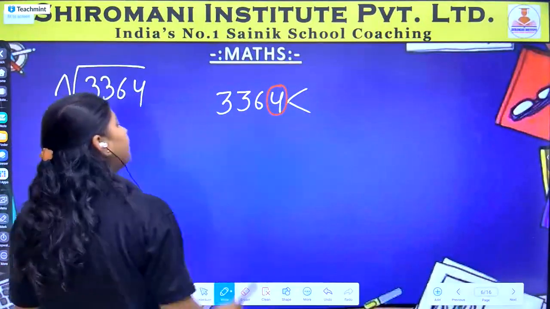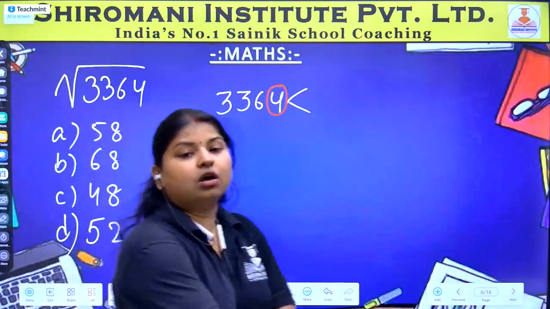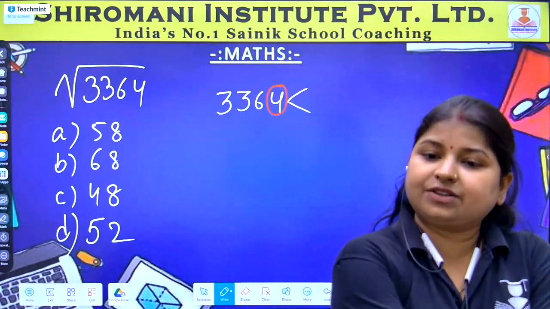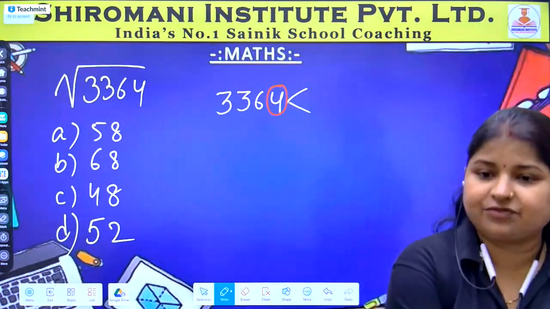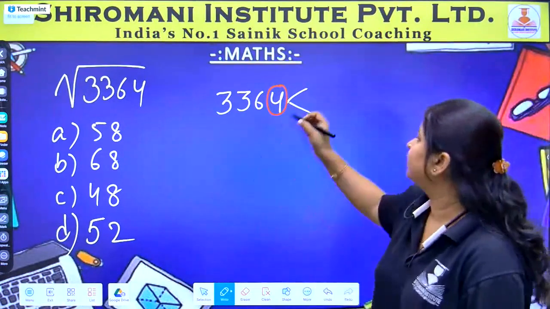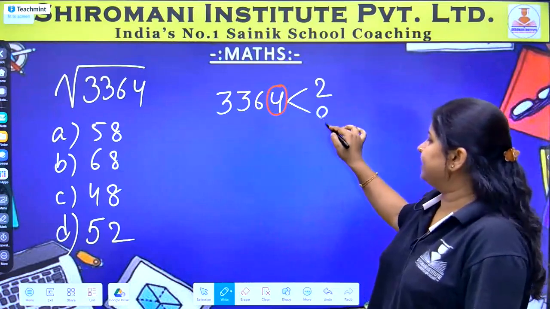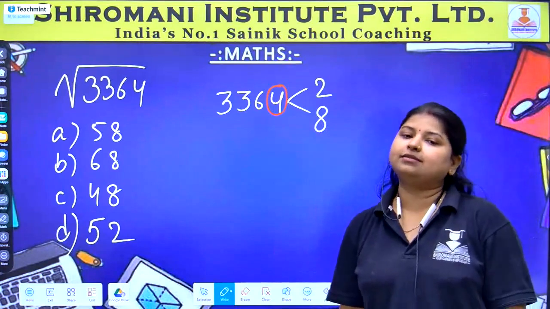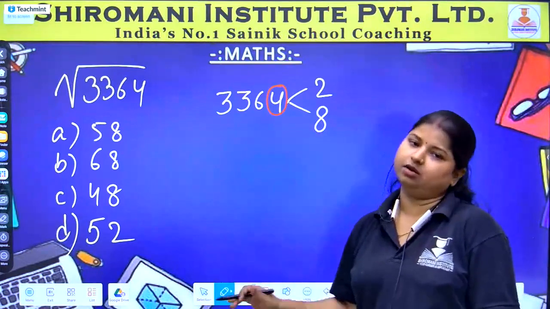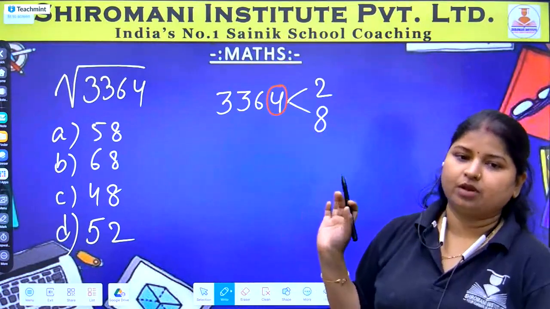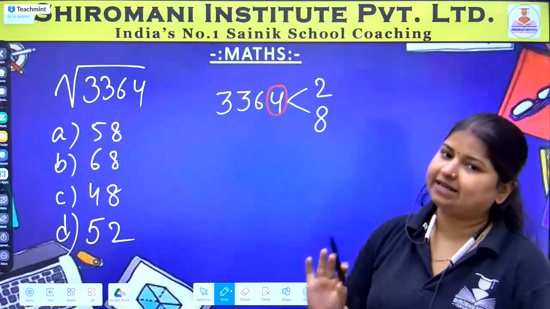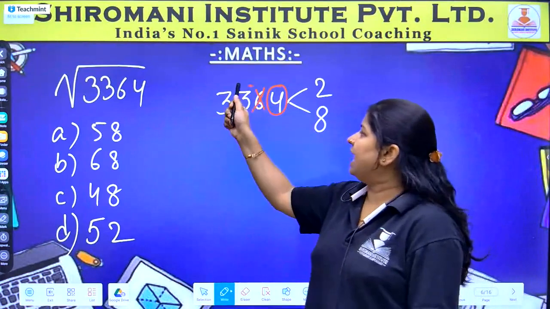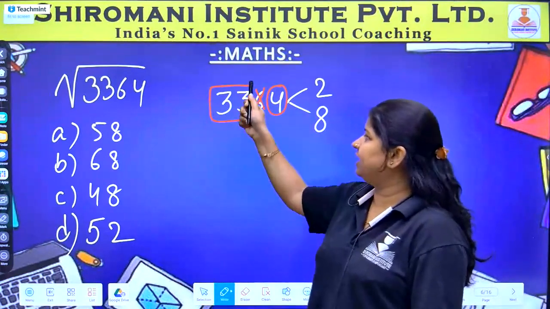Last digit is 4. So my answer, whatever is the answer, last digit would be what? Last digit would be either 2 or 8. Either 2 or 8. Why? Because 2 2s are 4, 8 into 8 is 64. So 2 or 8 will be my last digit. Then I will cut this tens place. I am left with what? 33.